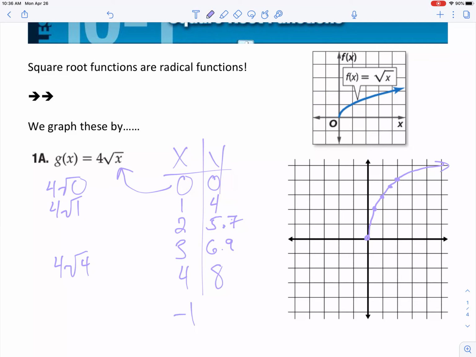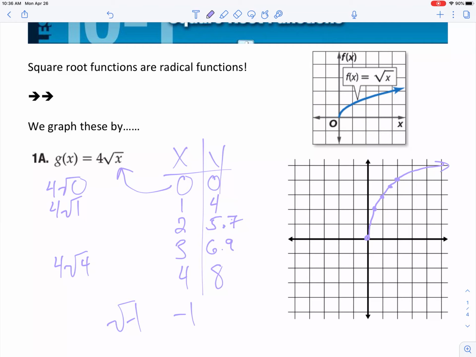Let's try plugging in a -1 just for giggles. If I plug in a -1, try plugging square root of -1 in your calculator. And I'll bet you get an error, right? Depending on what kind of calculator you're using, you're going to get some sort of error. And as we know, you can't have the square root of a negative number.